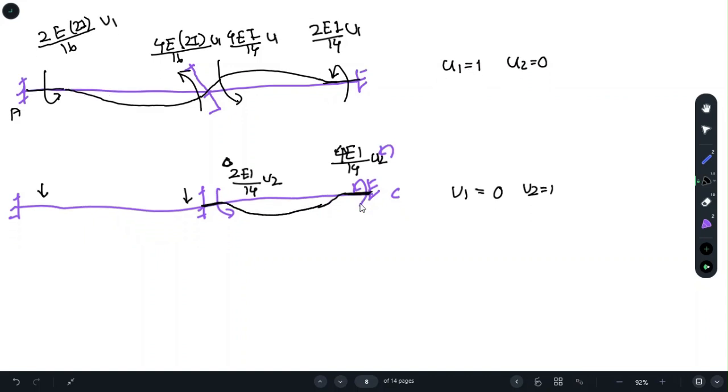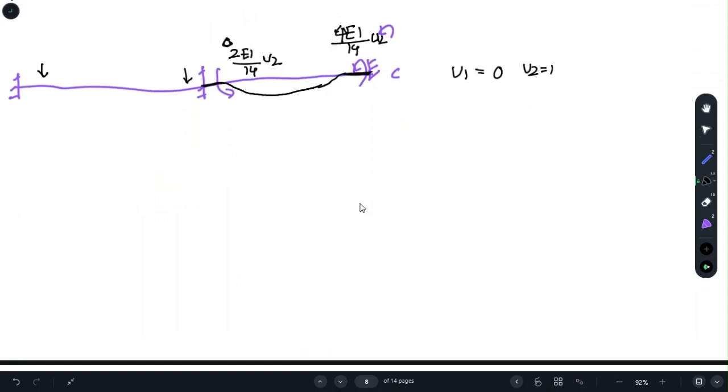So now we'll form our simultaneous equations. We know that the external moment is equal to the summation of internal moments. Say for point B, there was no external moment, so it was actually 0.